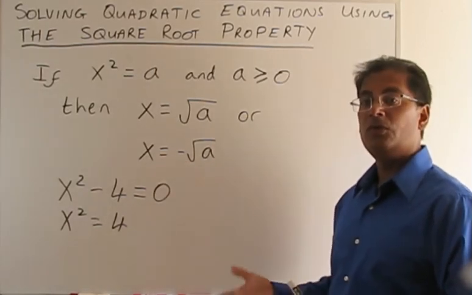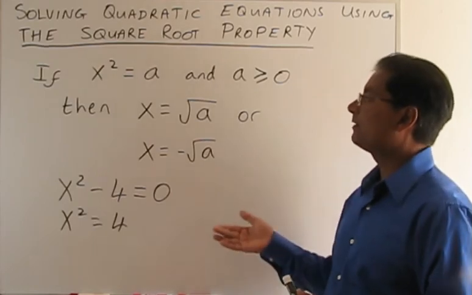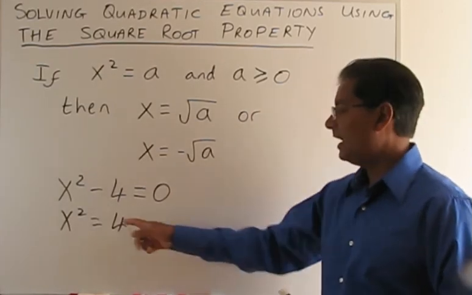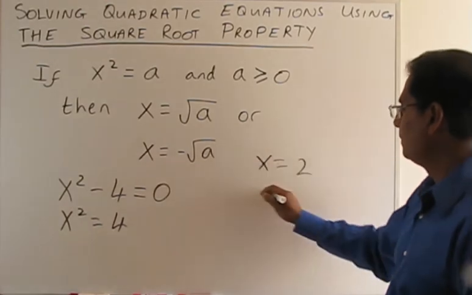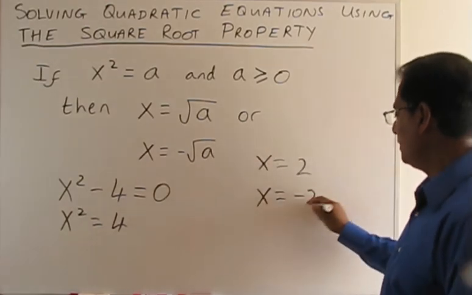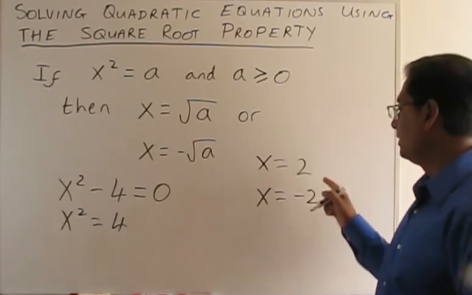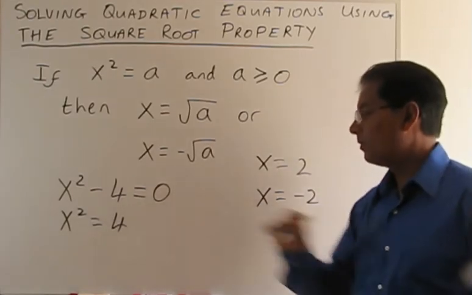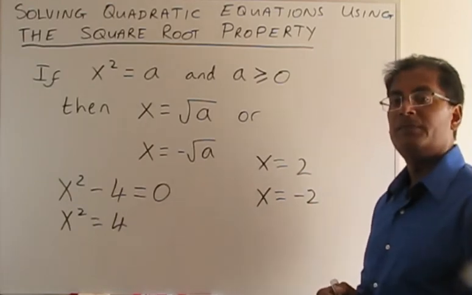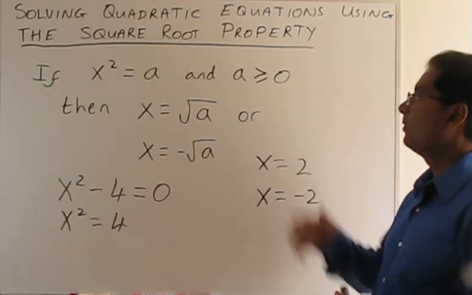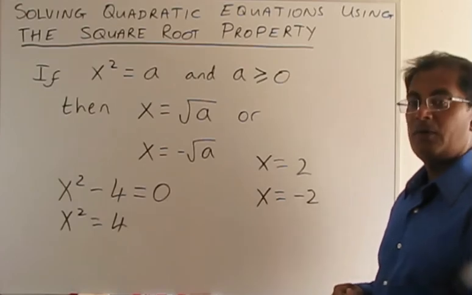So what is the square root of 4? The square root of 4 is 2. So from the square root property, we can say that x is equal to 2, or x is equal to negative 2, because 2 is the positive square root of 4, and negative 2 is the negative square root of 4. And so the square root property allows us to solve these types of equations.